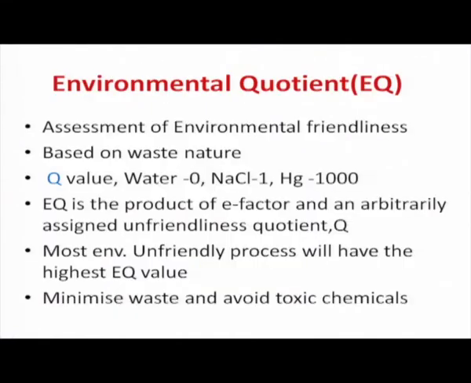Another term used to express environmental benignness is the environmental quotient, EQ. It assesses environmental friendliness based on the nature of the waste. The Q value is given as water 0, sodium chloride 1, and the highly toxic mercury 1000. So the Q value is based on the toxicity of the particular compound. The earlier E factor multiplied by this Q will give you the EQ value.